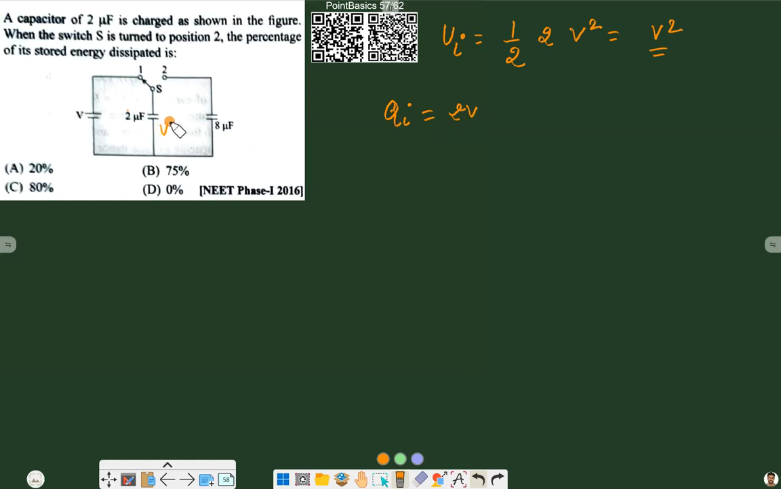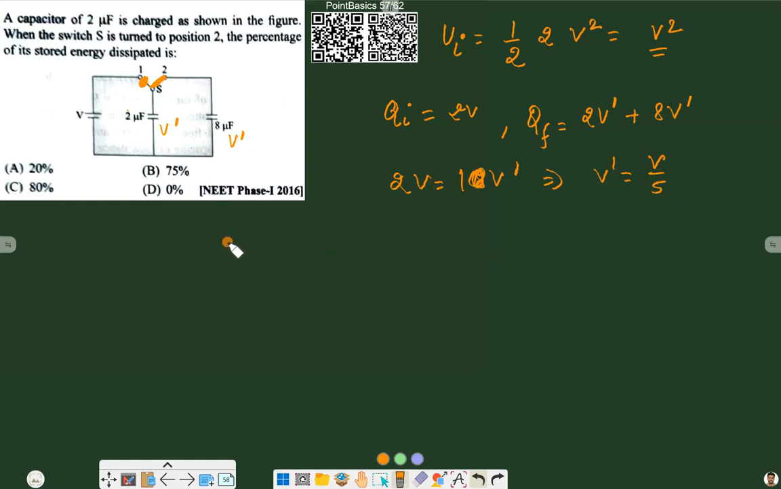Suppose after connecting this terminal and disconnecting this, our final potential is V dash. So our final charge will be 2 into V dash plus 8 into V dash, because Q is equal to CV and both of these should be equal. So 2V is equal to 2 plus 8, 10, 10 V dash, and from this V dash comes out to be 2V by 10, or V by 5.